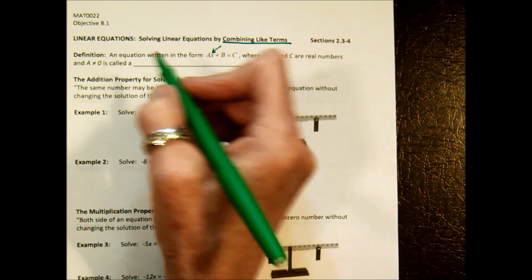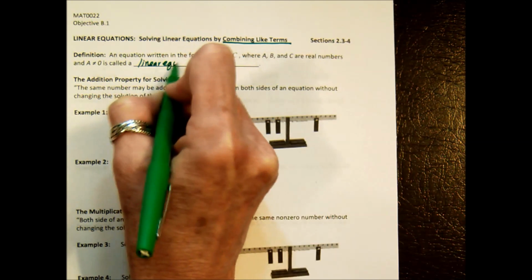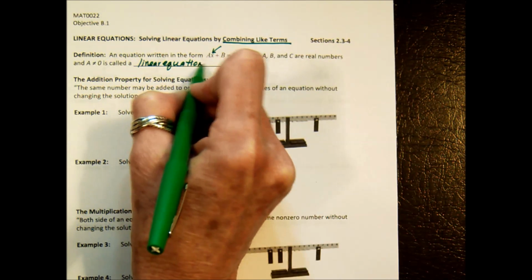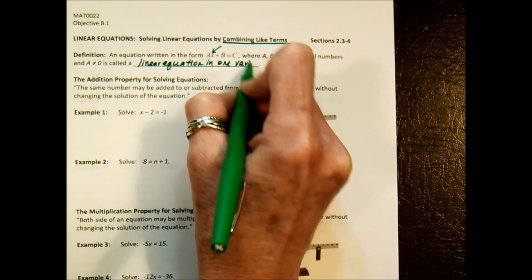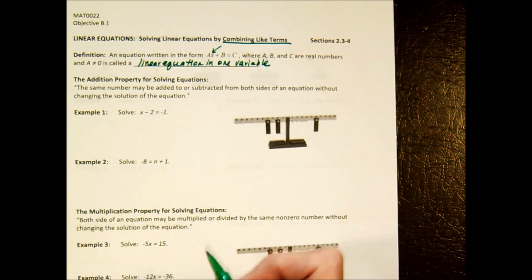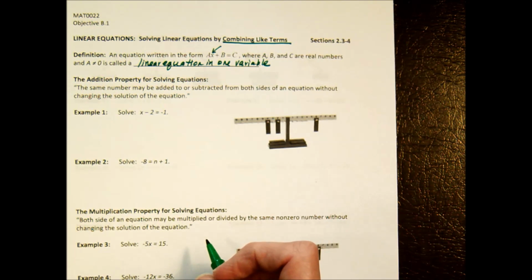It is called a linear equation in one variable. Later you'll be learning about linear equations in two variables, an x and a y, but this just has an x. So let's look at how we solve a linear equation in one variable.